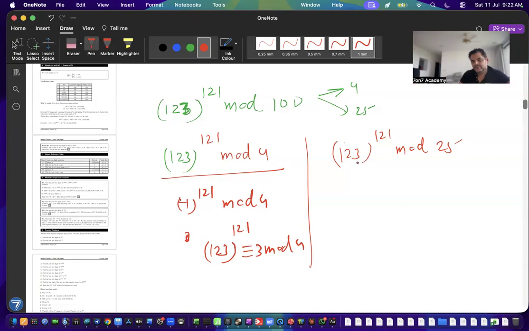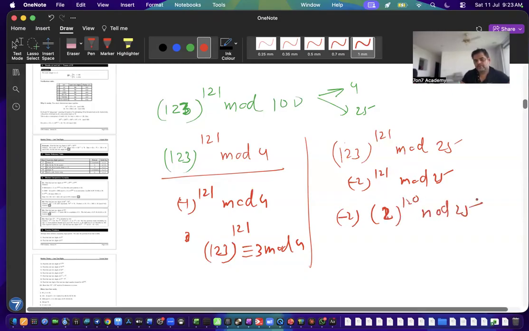Okay, and for 25, 123 is close to 125. So -2 raised to 121 mod 25. Anyway, you have to simplify. If you make it -2, then it becomes 2 raised to 120 mod 25, times -2. Agree?